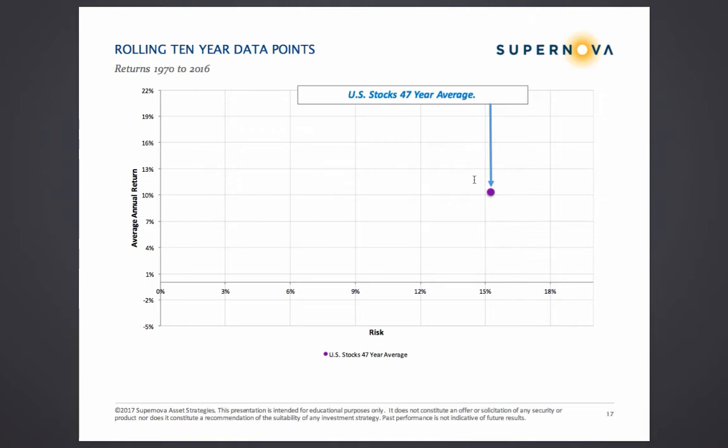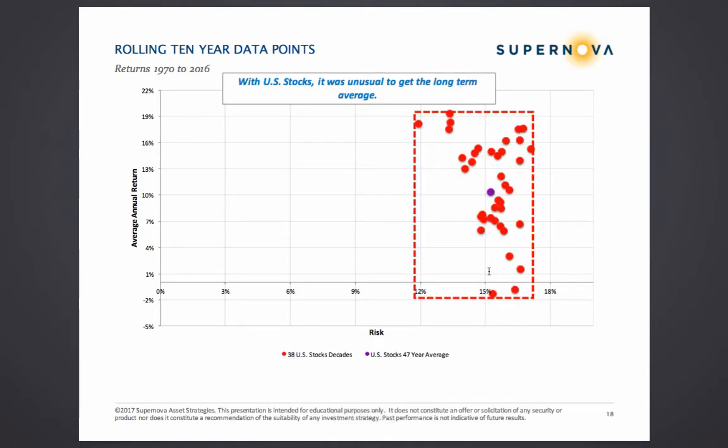When we look at U.S. stocks, the long-term average was about 10% return with about a 15% risk, and this is what we think most investors think they're getting. When they invest in U.S. stocks, they think they're getting this, but over a 10-year period, their returns were all over the place. There are 38 different decades here, and it was tough to tell if you were going to get an outstanding decade averaging about 19% per year, or a horrible decade averaging about 0.